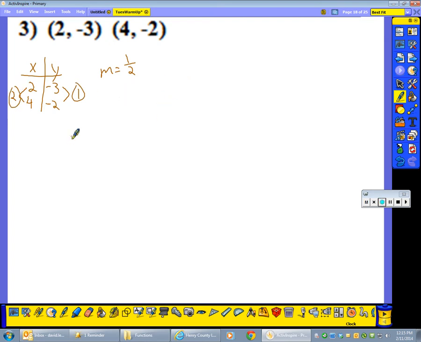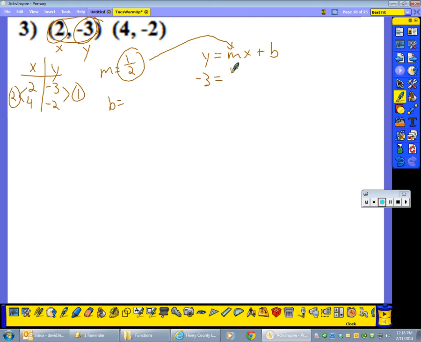So now what I need to do is find out what my y-intercept is. In order to do that, I'm going to pick either one of these, and it doesn't really matter which one you use. I'm just going to use the first one. So we have y equals mx plus b. I'm going to sub in 1/2 for the m, sub 2 in for the x, and sub -3 in for the y. So whenever I do that, my equation looks like this.